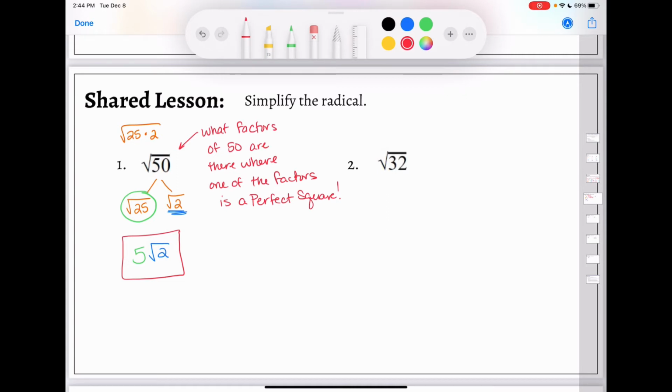So my factors of 2 are just 2 and 1. That's it. Neither one is a perfect square. So that's how I know when I'm finished. Okay? So keep going until you can't do it anymore.